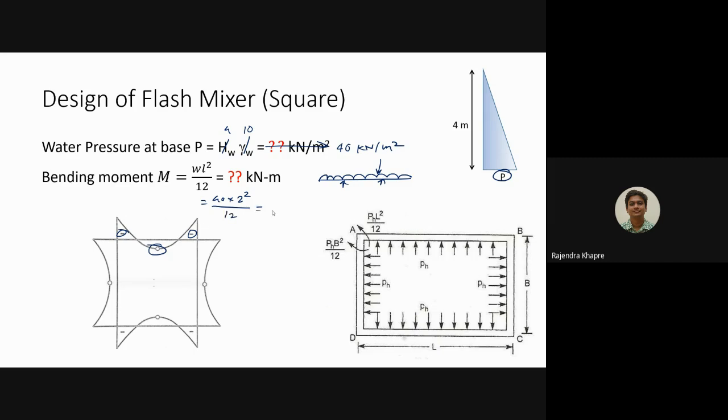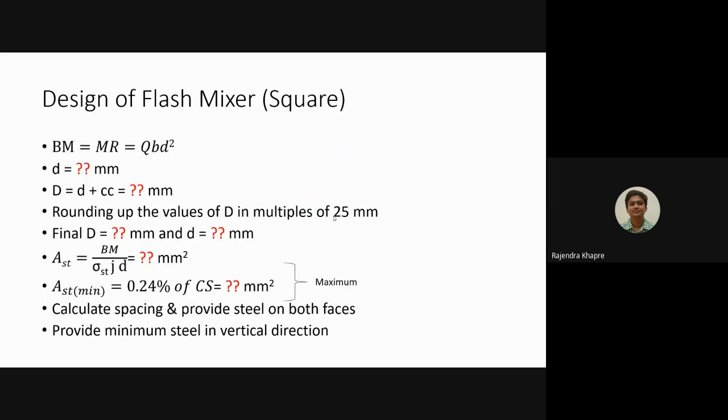So can anybody tell me how much is the bending moment value? 13.33, not 30. 13.33 kilonewton meter. Okay, so for this much bending moment, first of all we need to see how much is the thickness which is required. Okay, so Mr equals to Qbd square. So your value will be something like 13.33 into 10 to the power 6.